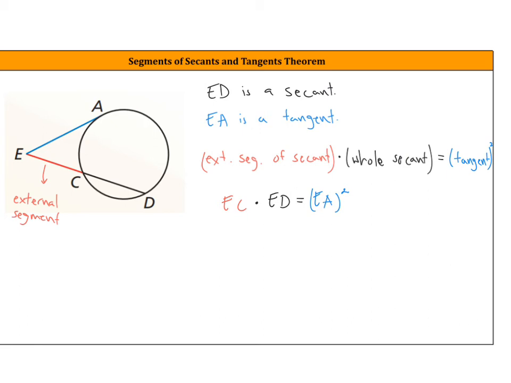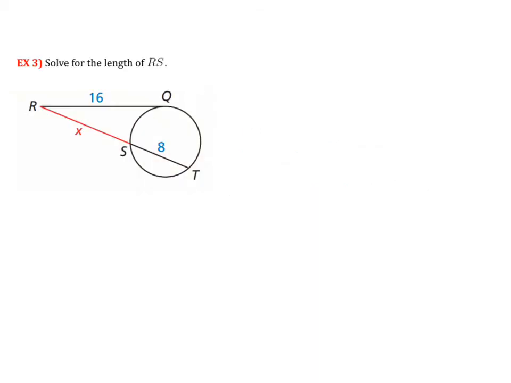All right. So let's use this in an example. Example 3. We need to solve for the length of RS. So here is RS in red. They've already labeled it as X for us. So from the previous theorem, it tells us to take the external segment of the secant and we need to multiply it with the whole secant. And this should be equal to the tangent squared.